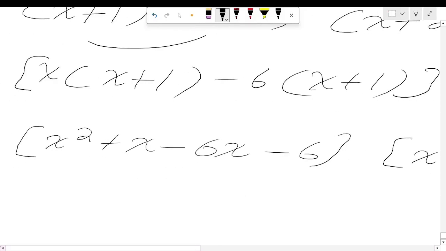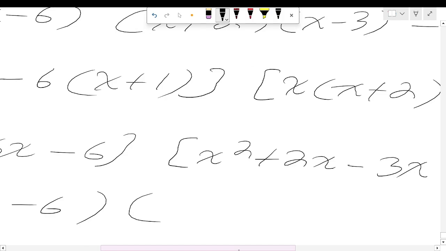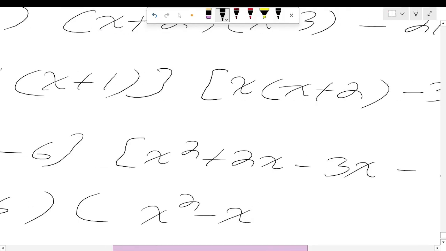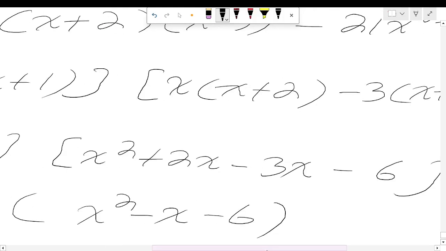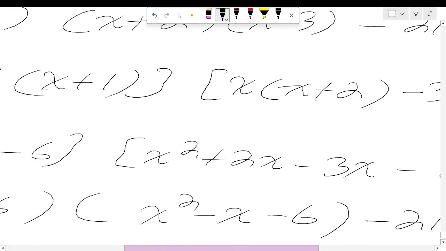So here I have this with a square bracket, and then negative 21x squared, do not forget that. Okay, so we have x squared, x minus 6x. What is x minus 6x? So it will be minus 5x minus 6. So this is our first quadratic expression. And then in the second we have 2x minus 3x. So this will be minus x. So x squared minus x minus 6. So this is my second expression. And then at the end we have 21x squared.